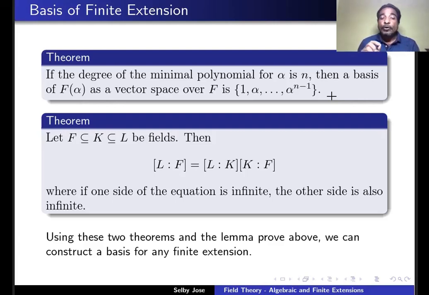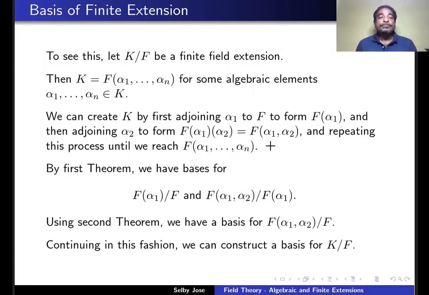And the formula for the degree of the tower of extensions: we have the degree of the extension L over F is equal to the degree of the extension L over K into the degree of the extension K over F, if we have a tower of field extensions F contained in K contained in L. Using these two theorems and the lemma we proved today, we can construct the basis of any finite extension. How do we do this?